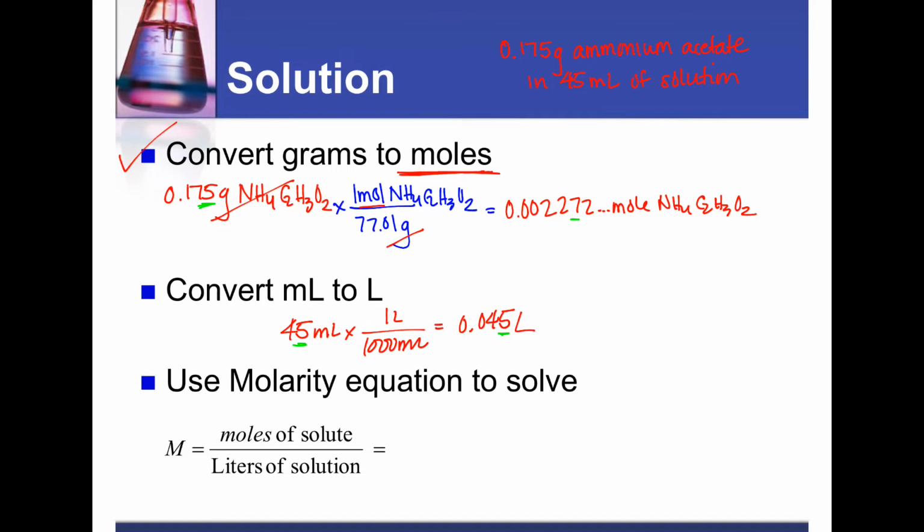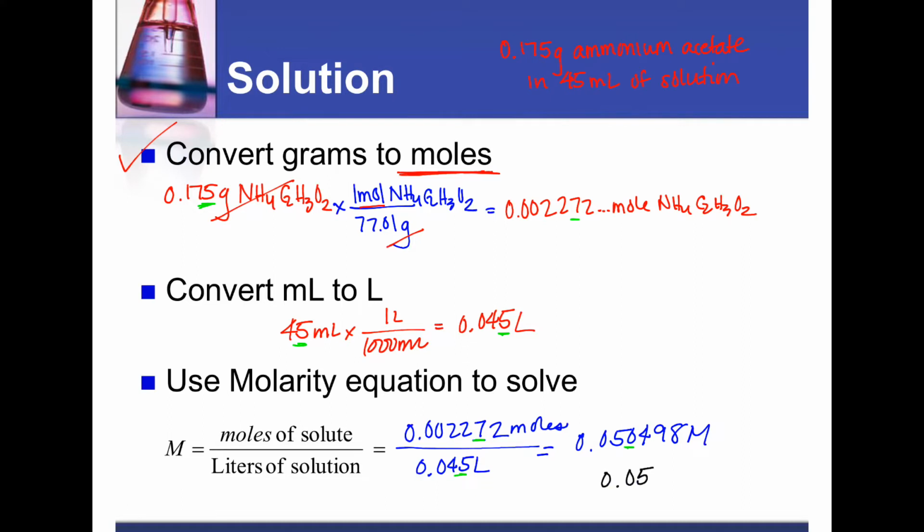Now I have my moles and my liters. I'm going to bring them down. So this was 0.02272 moles divided by 0.045 liters. And when I do that, I get 0.05049 molarity. With sig figs, this had 3, this had 2, this should only have 2. And so I get 0.050 molarity.